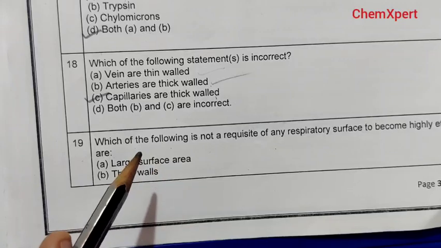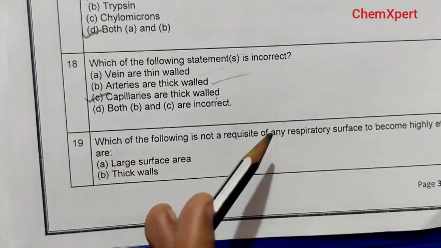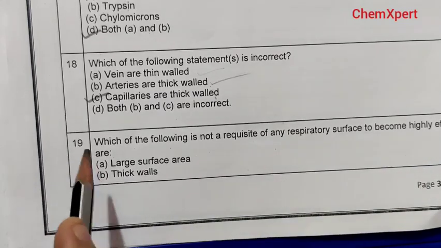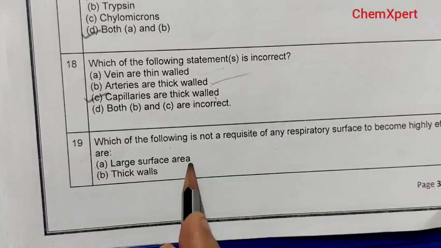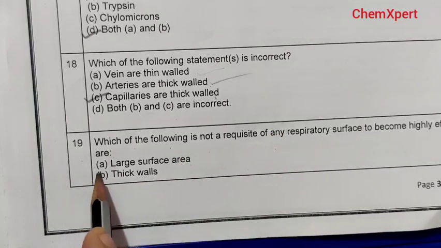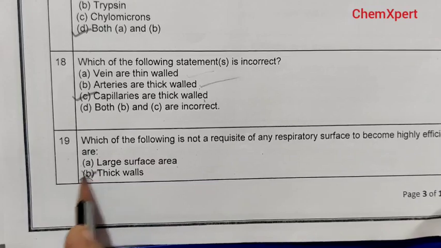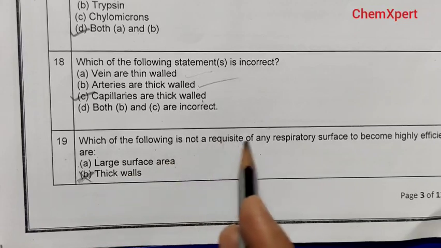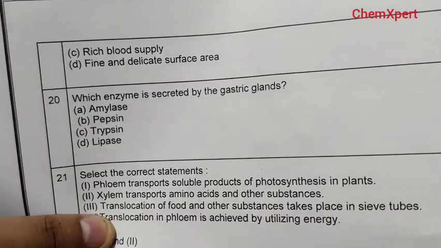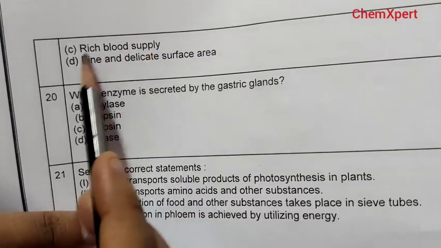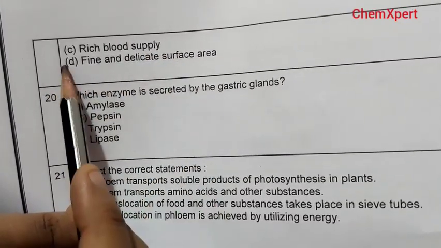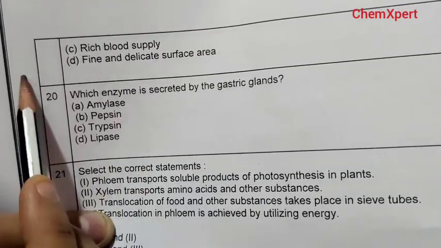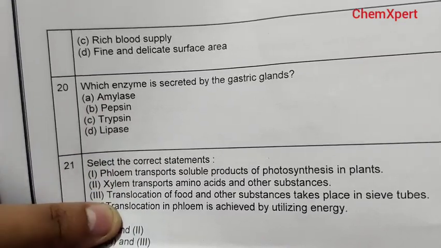Now, which of the following is not required of any respiratory surface to become highly efficient? Large surface area, yes. For better respiration, we require a large surface area. A thick wall, no, because exchange of gases only takes place across the thin wall. So this option here is not required for any respiratory surface. Other two options are rich blood supply, yes, it is required. Fine and delicate surface area, yes, this is required. So option B here is incorrect, which is a thick wall. So that is incorrect.